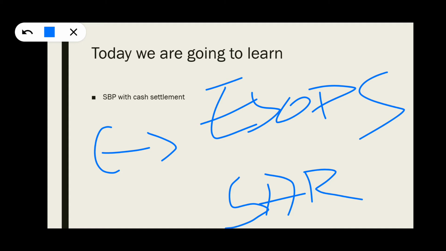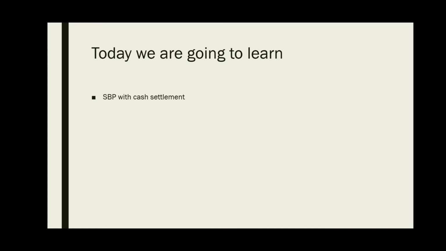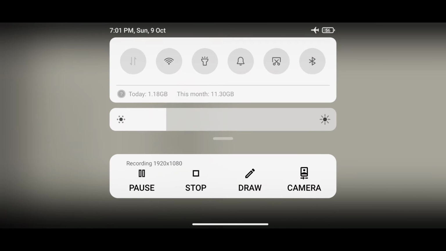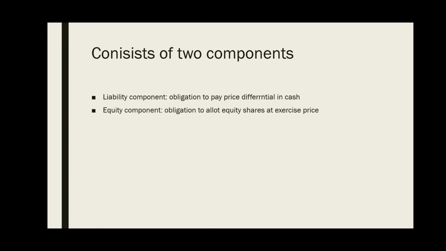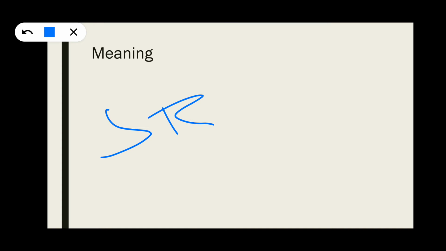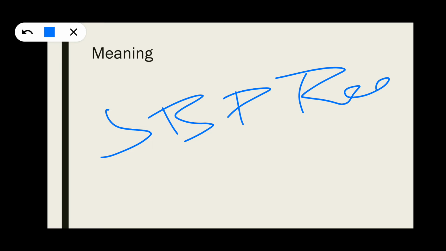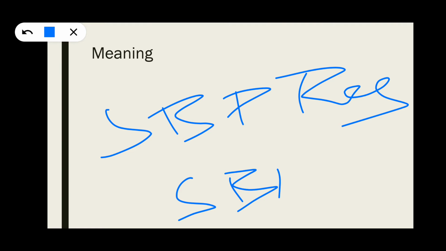So in this video we are going to learn what the accounting treatment is for SBP with cash settlement. SBP with cash settlement is nothing but giving an option to the employee to choose either cash or equity settled SBP, or stock appreciation right. So what is the big challenge in this? The big challenge is how much SBP reserve needs to be maintained and how much SBP liability needs to be maintained.